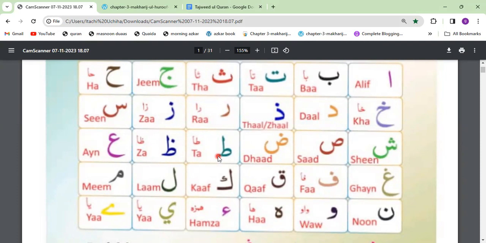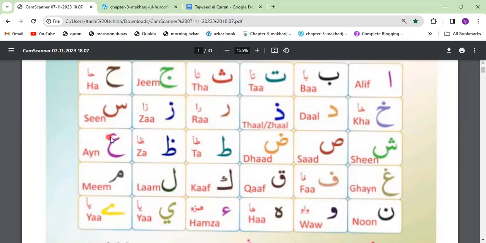Then we have the letter Zo. To pronounce Zo, you have to move the tip of your tongue and connect it with the tip of the front two teeth, just like the Zal and the Tha. Zo, Zal, Tha.